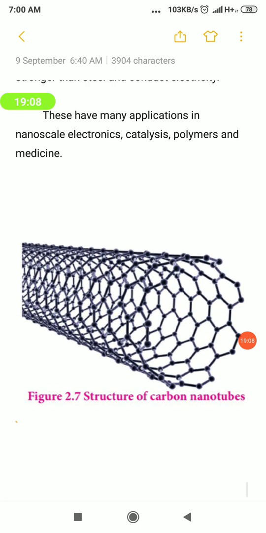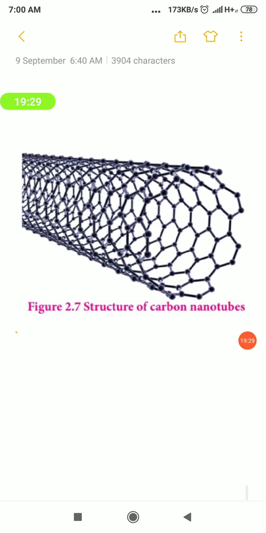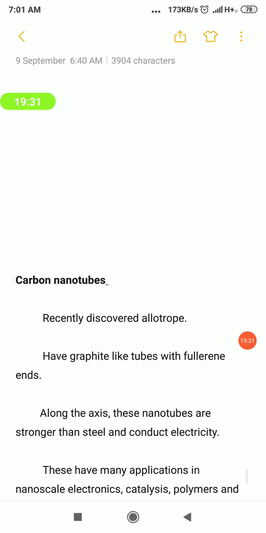This is the structure of carbon nanotube. So what are the things we have seen? It is a recently discovered allotrope of carbon. It has graphite like tubes with fullerene ends. Along the axis they are much stronger than steel and conduct electricity. And the applications given are nanoscale electronics, catalysis, polymers and medicine. Okay, so with this, allotropes of carbon are over.